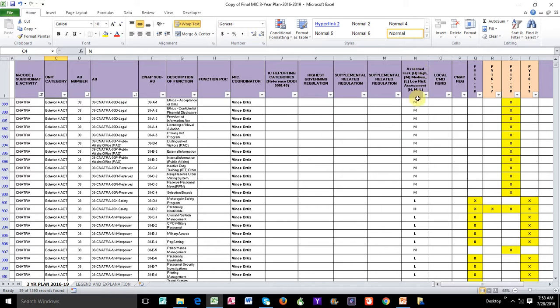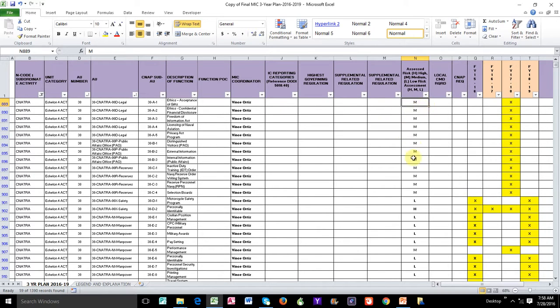Then you have the assessed risk. The assessed risk, we took from the latest risk assessment that we had for your organization. So it's either a medium, high, or a low. And this means the probability or the importance of that area, either high, medium, or low, and if something failed, how critical it is to the success of that AU and sub-AU.